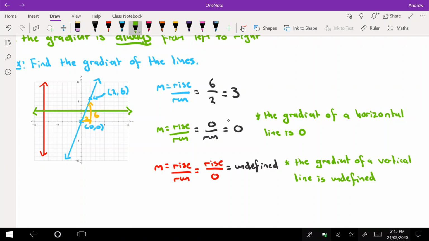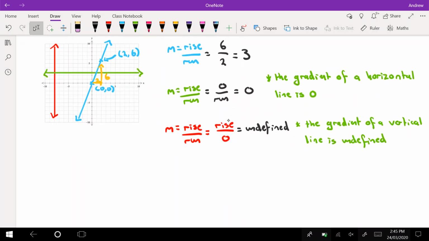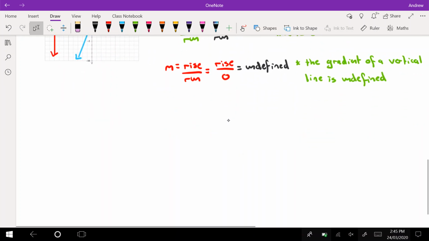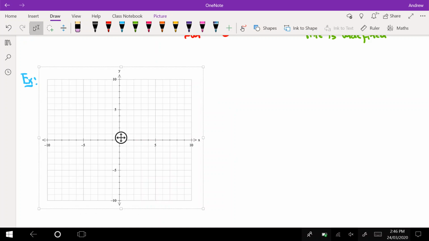So, always just remember, we read gradient from left to right. It's the rise over the run, and that is how we calculate it. Now, we can figure out using rise and run, or we can also figure it out if we have 2 points on a plane. So if we have 2 points, let's say one of them is going to be here, and one of them is here.